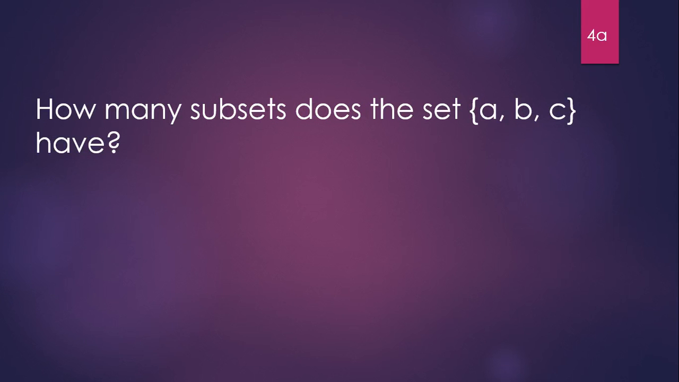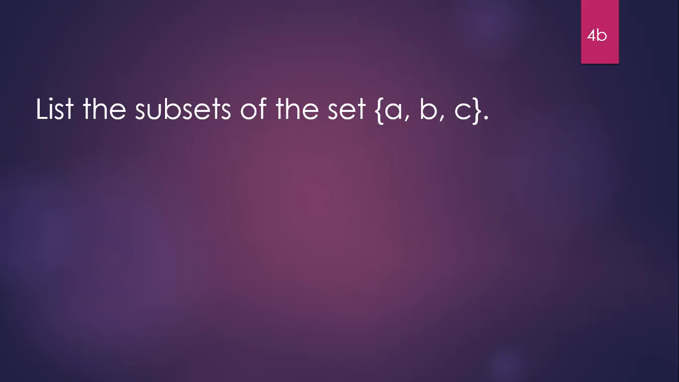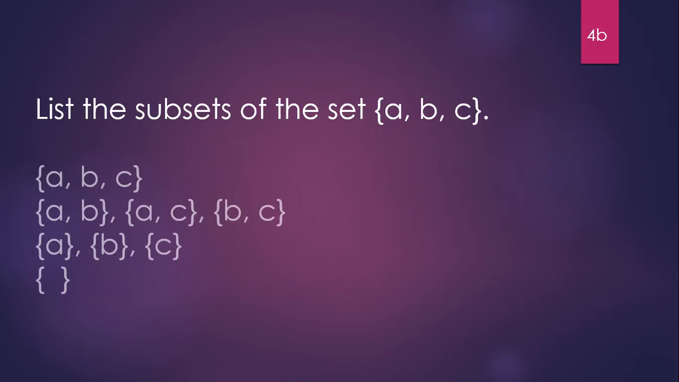How many subsets does the set ABC have? Since the set has 3 elements, it has 2 to the third, or 8 subsets. List the subsets of the set. The 8 subsets are contained in this list of subsets. Don't forget about the empty set as being a subset.